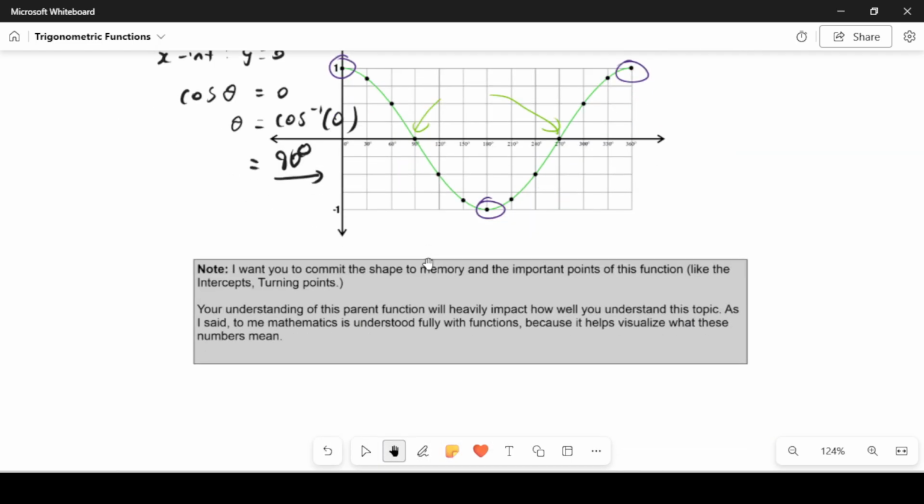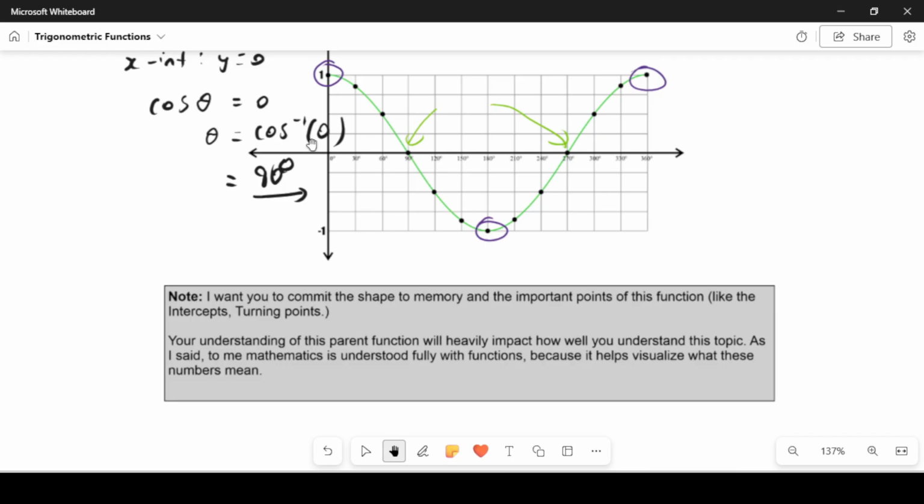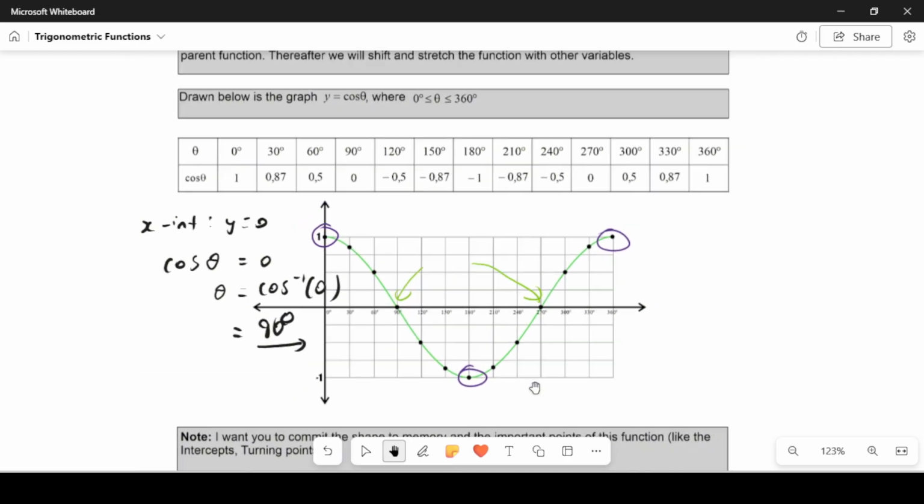This is why the high level questions are difficult, because you can't understand the basic shape of the function and what it's trying to communicate with us. Your understanding of this parent function will heavily impact how well you understand this topic. As I said, to me, mathematics is fully understood with functions because it helps you visualize what these numbers mean. So it's the exact same thing here. We're trying to visualize what these numbers are trying to tell us, and this is what we have to know.